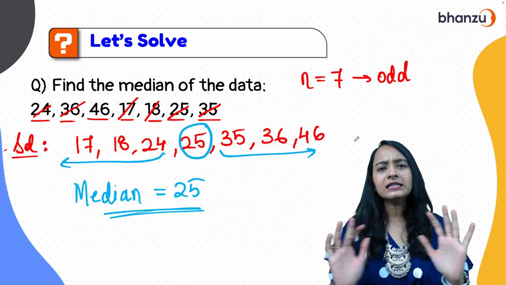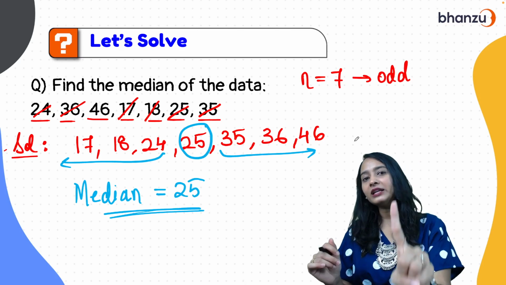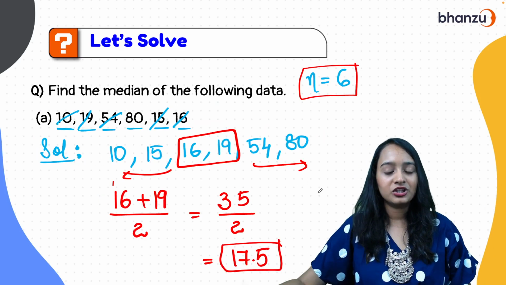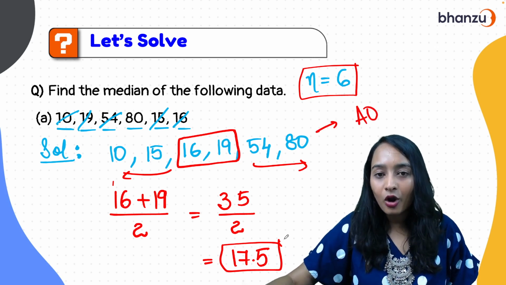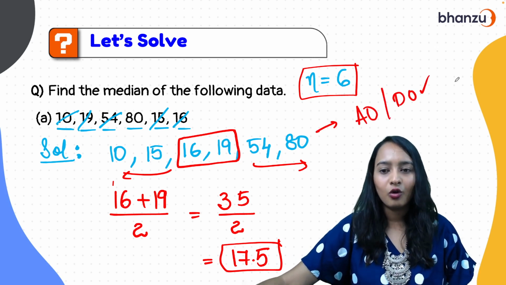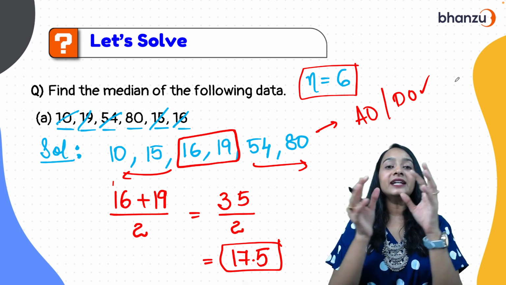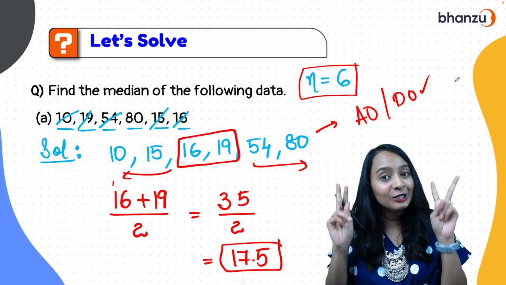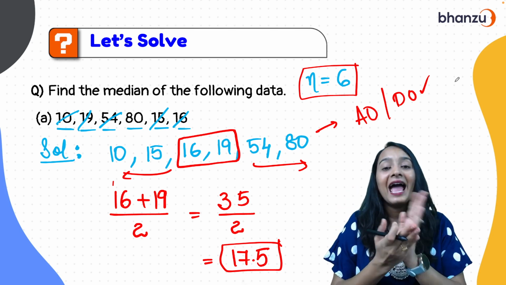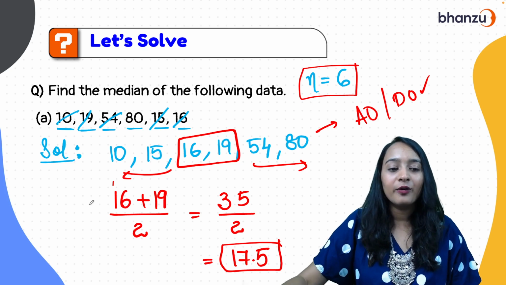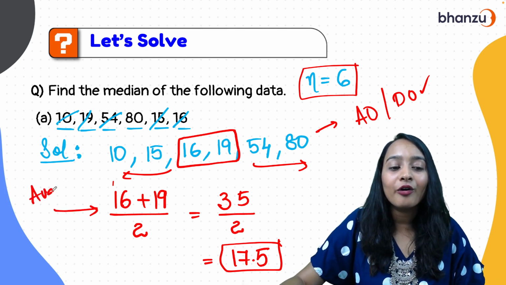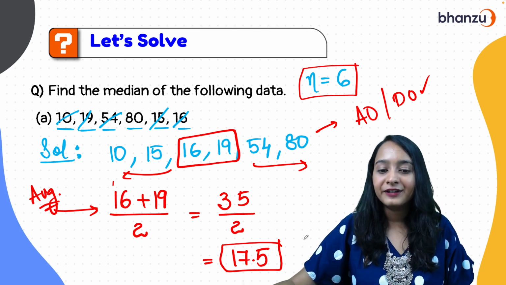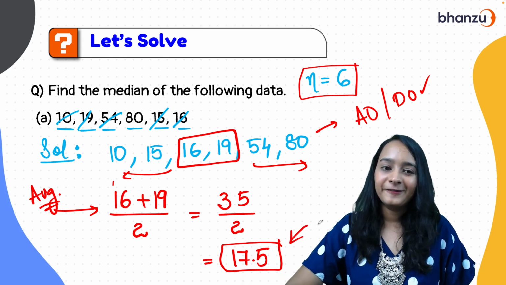An odd number of observations is very easy. Just find the middle value. There's only one middle value, and that is the median. But when you have an even number of observations, first arrange them in ascending order, or you can arrange them in descending order also, and then find the middle values. Here you will be finding 2 middle values, 16 and 19. So we are going to find the average of the 2 values, 16 plus 19 by 2, which is equal to 35 by 2, 17.5.